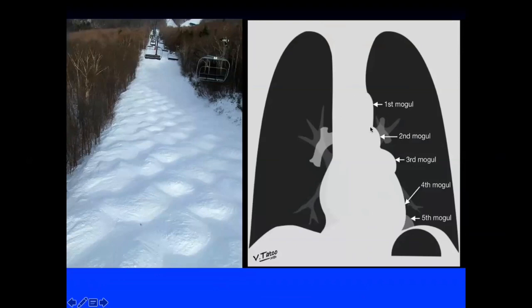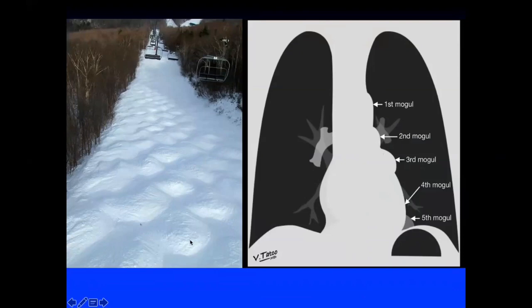There's the first Mogul, the second, the third, the fourth, and the fifth Mogul. All the Moguls are located on the left cardiomediastinal contour. So it is always clear that one should not try to find the Moguls of the heart on the right side. In the exam, you will be asked to describe the first Mogul, the second, third, fourth, and fifth.